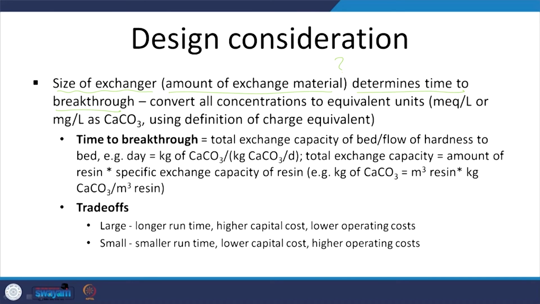So we convert all concentrations to equivalents, or with respect to CaCO3, and the time to breakthrough is the total exchange capacity of the bed divided by the flow of hardness. Here we are talking about hardness to the bed, the total capacity divided by the hardness coming in per time. That will give me an idea about the time to breakthrough. And what about the total exchange capacity? That is equal to the amount of resin times the specific exchange capacity of the resin, which is pretty obvious. So, trade-offs: if it is relatively large, longer run time, higher capital cost, but lower operating cost. If small, obviously it is the other way around.